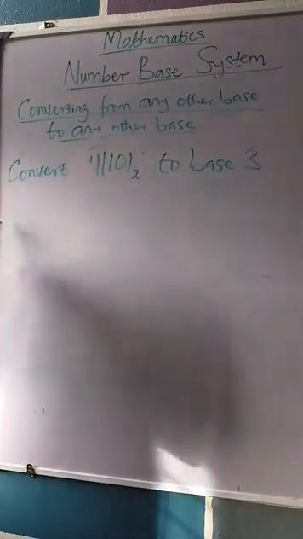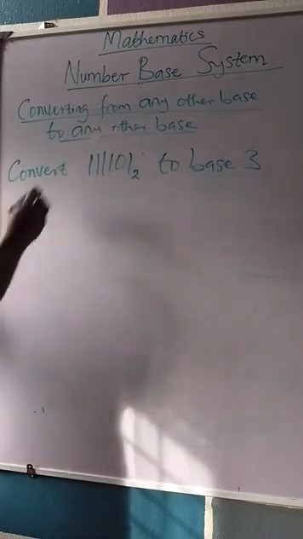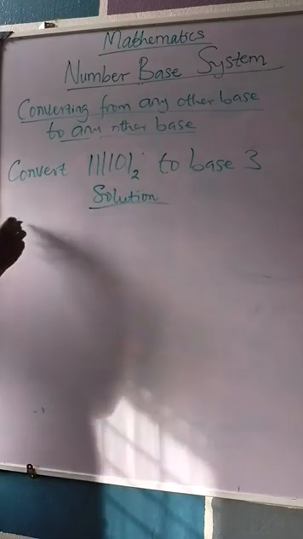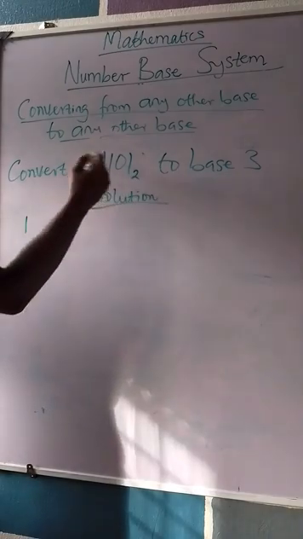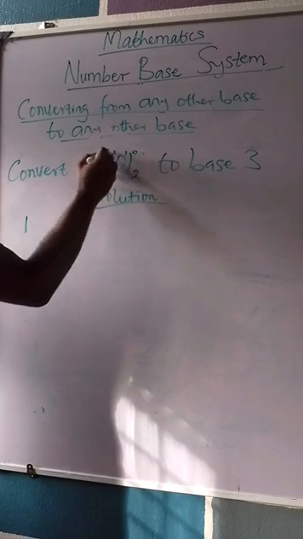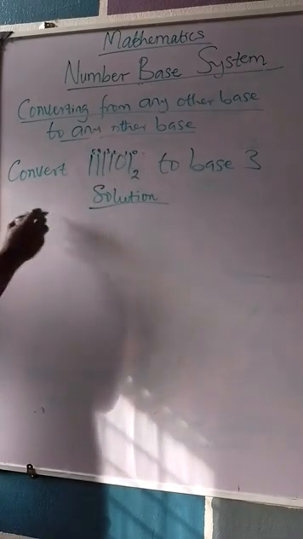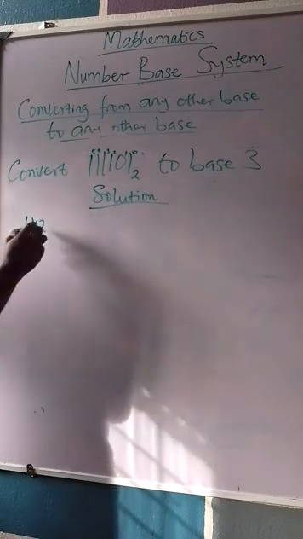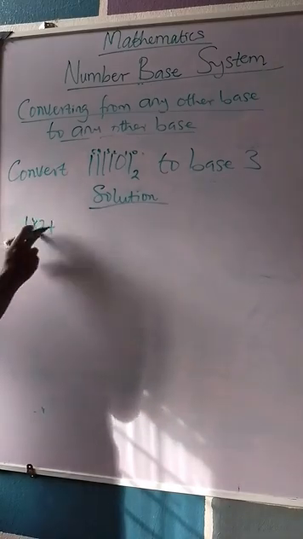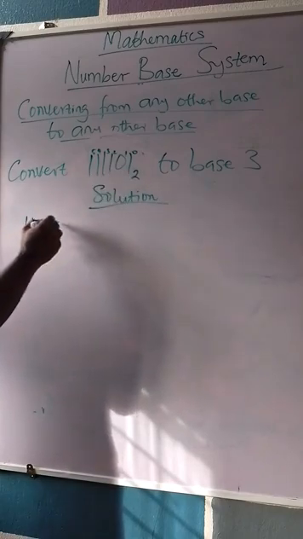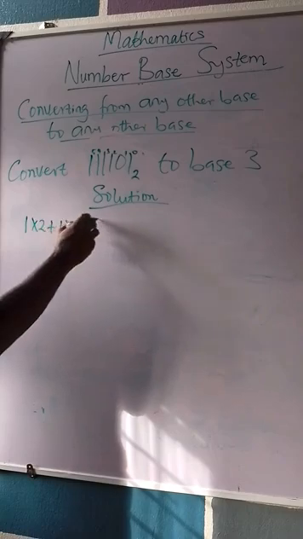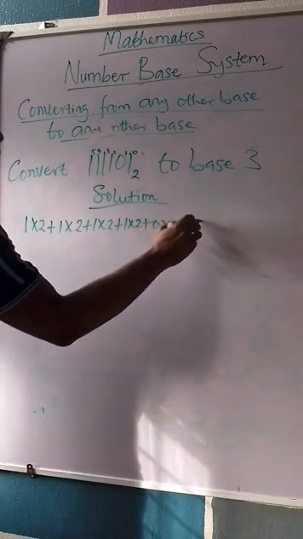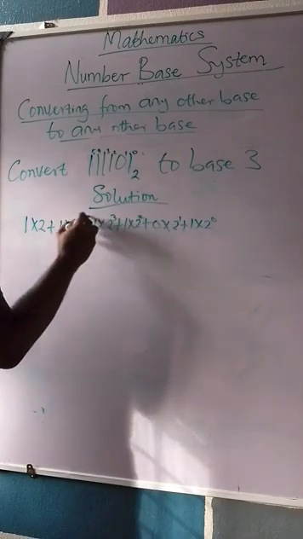So let us see how it goes here. When you see something like this, how do you go about it? It's very simple. Now, solution. The first step is converting this number using expansion notation to base 10. So 1 times the base plus 1 times the base plus 1 times the base plus 1 times the base plus 0 times the base plus 1 times the base. The positions are 0, 1, 2, 3, 4, and 5.